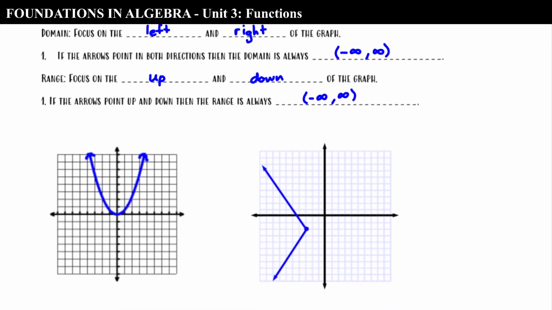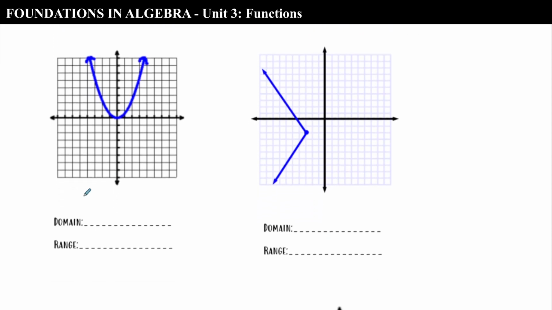So let's take a look at some of these. For the first one, the domain, we've got a left arrow and a right arrow. So it goes forever to the left and forever to the right. Now for the range, this arrow is pointing up, but so is this one. So we know we're going up to positive infinity on this side, but the bottom end is going to be 0. Now for this one, our domain is coming from negative infinity, but we stop at -3. For the range, we have a down arrow and we have an up arrow. So negative infinity to positive infinity.